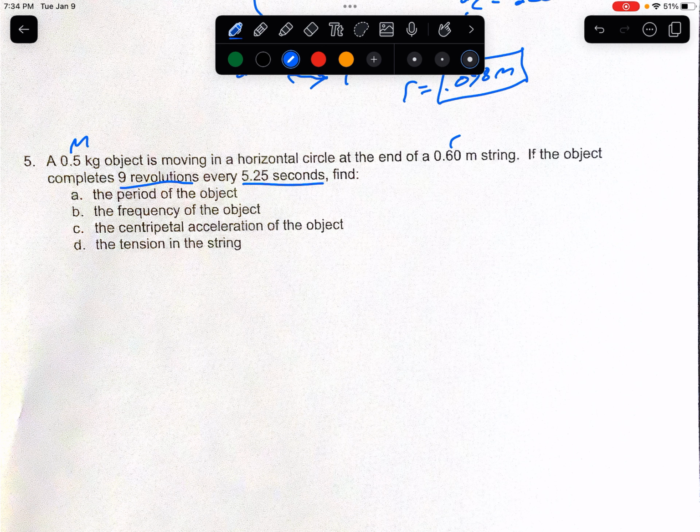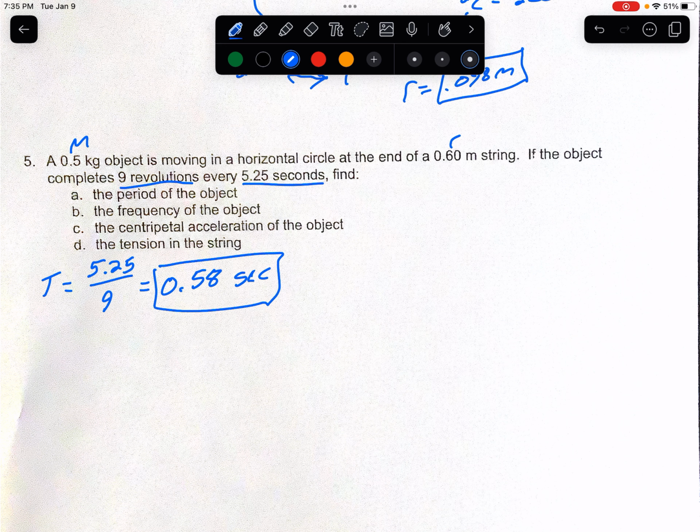Okay, so I want to find the time it takes for 1 revolution. 5.25 seconds is not that time. I can do 9 during that time, but I can figure it out by taking my time, 5.25 seconds, and dividing it by the number of rotations, and you get a time of 0.58 seconds. So that is how long it takes to do 1 rotation. That's your answer for A.